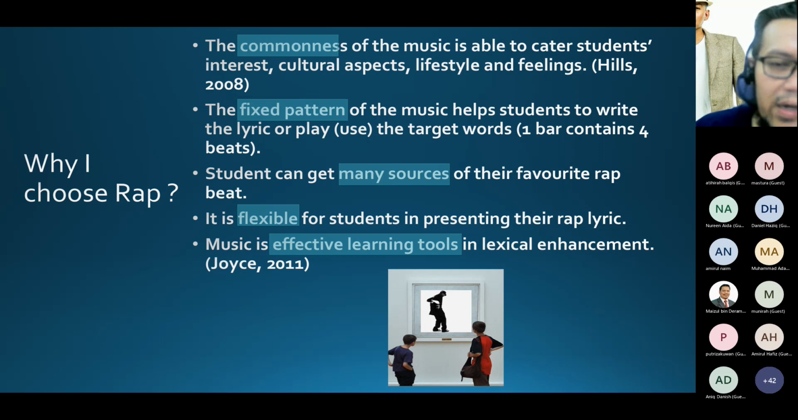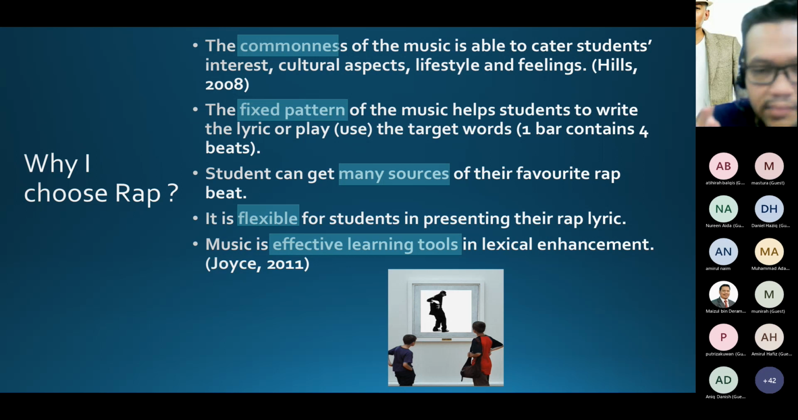Kalau untuk genre lain tu macam susah sikit, not really easy to find the music. I'm not talking about a song, but music. Music mean with no vocal. And then it's very flexible for student in presenting the rap lyric. You can use live, you can use video. We can do battle, we can do apa? Kita buat freestyle. Sama ada we just hantar lirik saja ke ataupun we want to do spontaneous. We can do it in classroom like ice breaking, for example. It's very flexible. Not necessarily you have to do rap live, but you can actually record it.